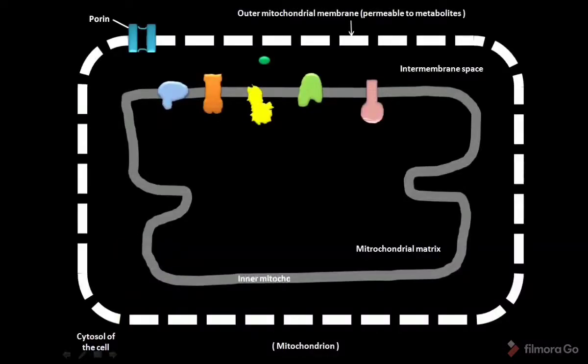The inner membrane of a mitochondrion of a cell has 4 electron transport complexes: complex 1, complex 2, complex 3 and complex 4. This inner mitochondrial membrane also contains the F0F1 complex or ATP synthase.